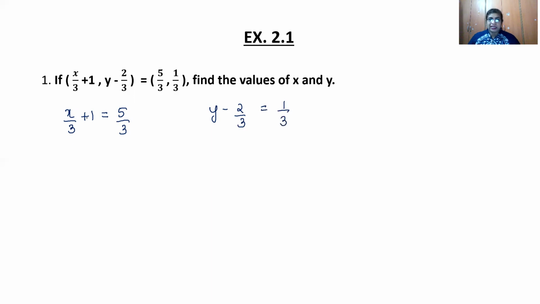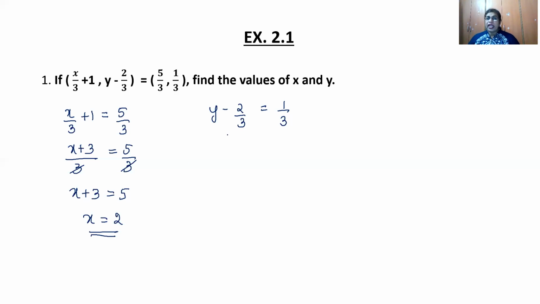Now simplify, take the LCM. So LCM is 3 over here. So x plus 3 is equal to 5 by 3. So cancel 3 on both sides. So you are left with x plus 3 is equal to 5, and therefore x is equal to 5 minus 3, which is equal to 2.